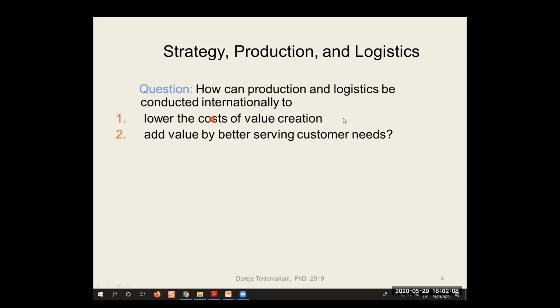They are really exchanging the products. But when this exchange is accomplished, there needs to be some additional value. For example, the producer may be in Germany, the wholesaler may be, let's say, in Dubai, and then the retailer may be in Djibouti or Addis, and the buyer may be in Jimma.